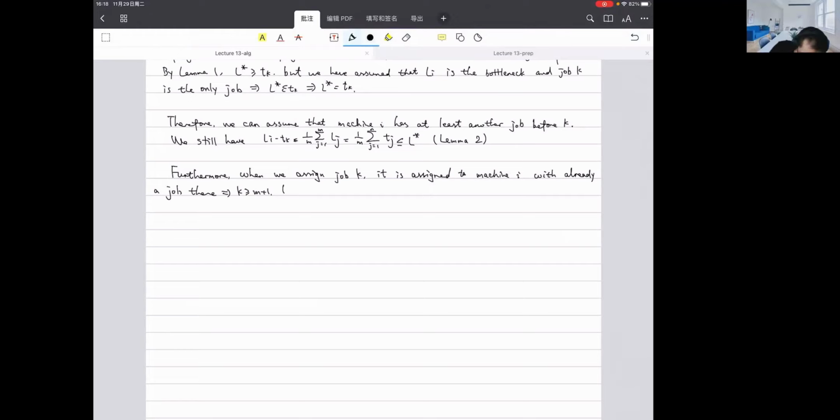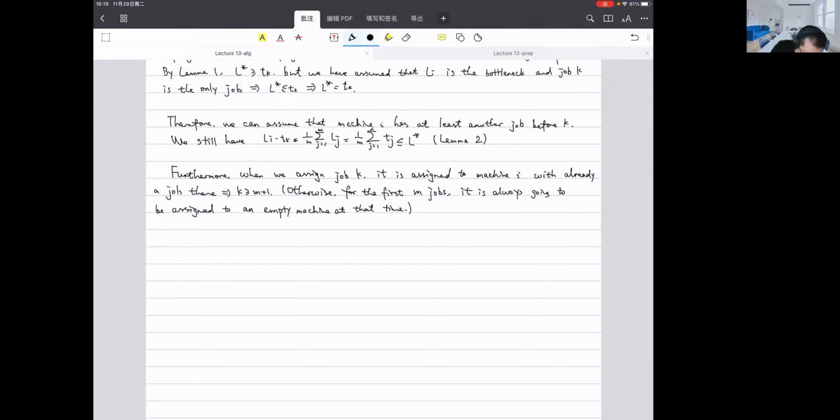Otherwise, the first m jobs are always going to be assigned to an empty machine at that time. So this is a very important point, and recall this shows that K is at least m plus 1.